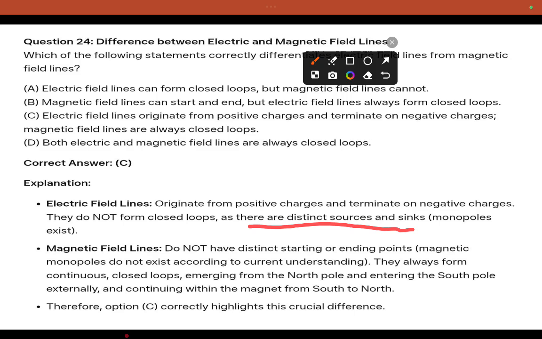Monopoles exist in electric fields, whereas magnetic fields do not have distinct starting or ending points. Magnetic monopoles do not exist according to current understanding. They always form continuous closed loops, emerging from the North Pole and entering the South Pole externally, and continuing within the magnet from south to north. Therefore, the answer is C.